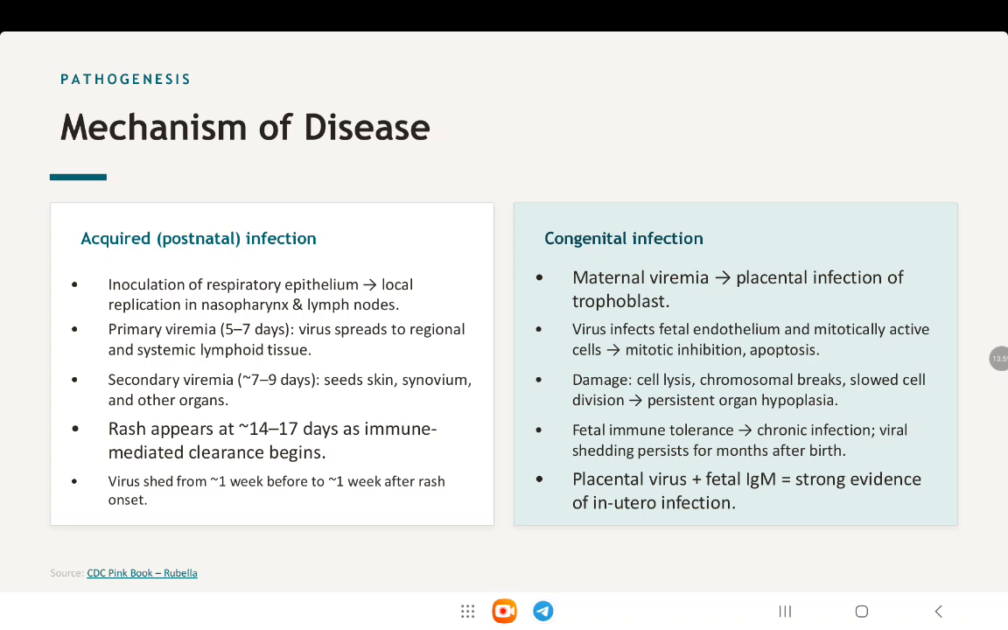So in congenital infection, the virus is transmitted from mother to baby through the placenta. After that, the virus infects the fetal endothelium and different organs, causing damage to dividing fetal cells and slowing growth, interfering with normal organ development, which leads to congenital abnormalities.